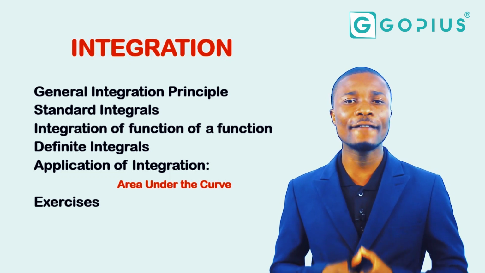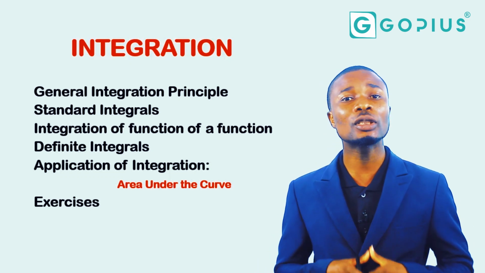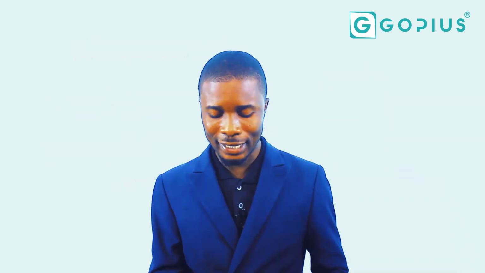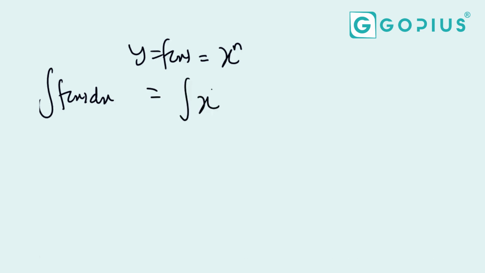Alright, so if you see on the screen, the first is to establish what is known as the general integration principle, the approach that is always to be used whenever we are integrating. On your screen now, you can see if I have a function y equals f of x, and it can be written as a function of x, that's x raised to power n. In differentiation, we bring the power down and we subtract 1 from it. But in integration, if I'm to find integral of f of x dx, integral sign is there, this is going to give me integral of x raised to power n dx. These are things I want you to observe.